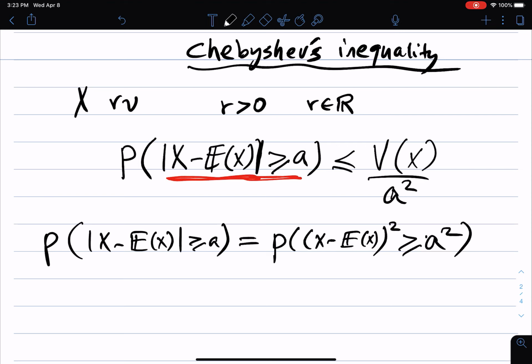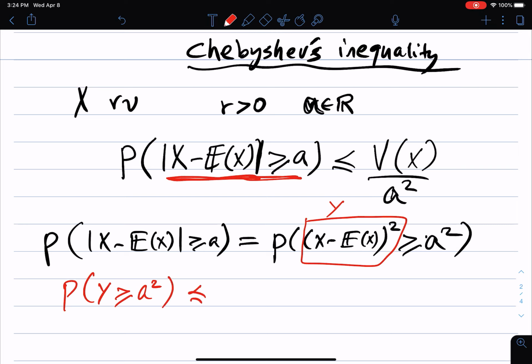Okay, actually I don't know why I said r here. This should be a, sorry. I'm using a, so it's a here. So the probability of the absolute value of x minus E of x greater than or equal to a is the same as the probability of x minus E of x squared greater than or equal to a squared. Okay, but now we can apply Markov's inequality. Let me use a different color here. If we take this as a random variable, let's call it y, for example, now I see the form of Markov's inequality, where we have P, the probability of y greater than or equal to a squared, right?